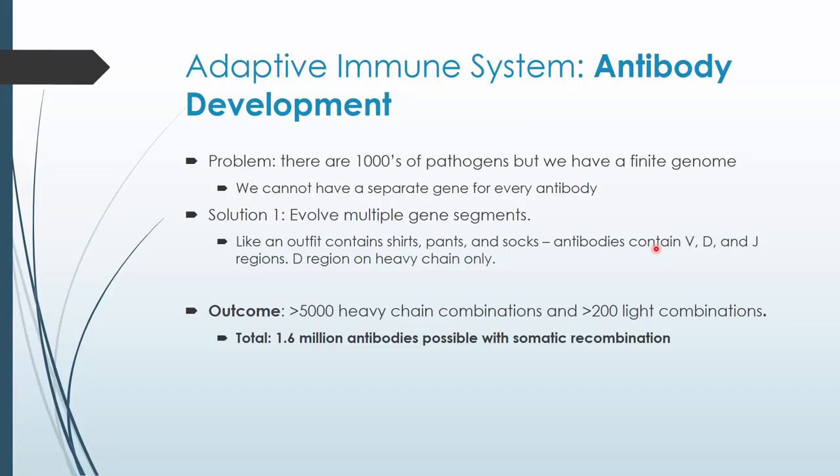Notice that you don't have 1.6 million genes in your genome. Instead, you have these little fragments that can be shuffled together by somatic recombination. So this is a neat trick that evolution has devised in order to give you a lot of diversity, a lot of bang for your buck. All right? So let's talk a little bit about antibodies.